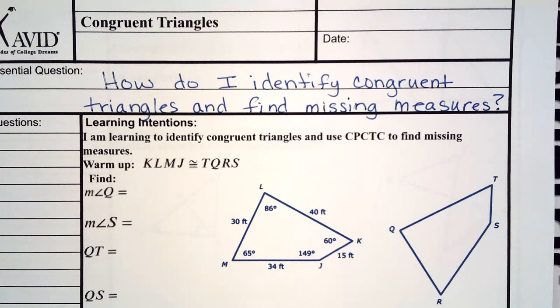Hello class, today we're looking at congruent triangles. So the essential question is, how do I identify congruent triangles and find missing measures? Your learning intention: I'm learning to identify congruent triangles and use CPCTC to find missing measures.